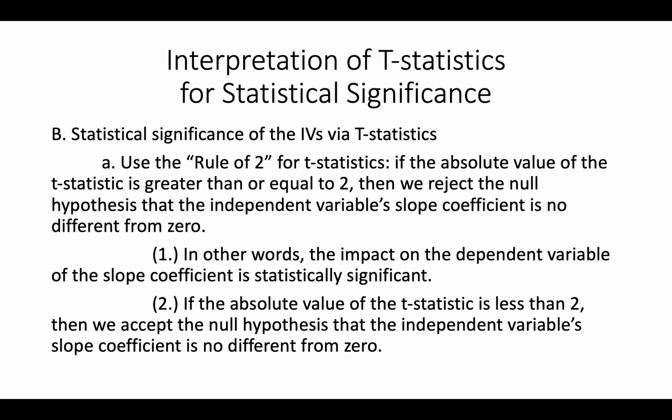Now it is time for us to assess statistical significance. This is important because if the estimated slope coefficients are not statistically significant, then those coefficients are effectively no different from being zero, or having no influence on the rise and fall of the dependent variable. How do we know if the slope coefficient is statistically significant? We will use the rule of 2 to help us make the correct decision. If the absolute value of the t-statistic is greater than or equal to 2, then we reject the null hypothesis that the independent variable slope coefficient is no different from 0.